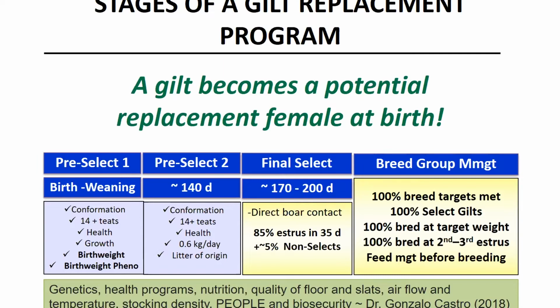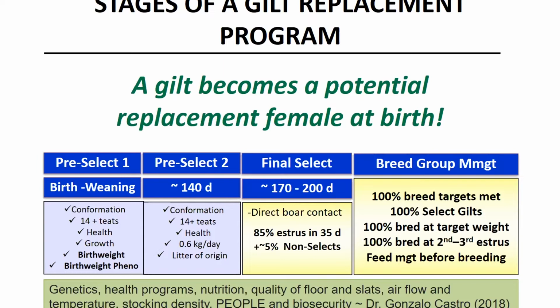The first one is called pre-select 1, and this occurs between birth and weaning. Gilts need to have good conformation, an adequate number of teats, good health, and good growth. What I'll talk about briefly in this presentation is birth weights and birth weight phenotypes, which really ties into what Dr. Jessica spoke about yesterday.